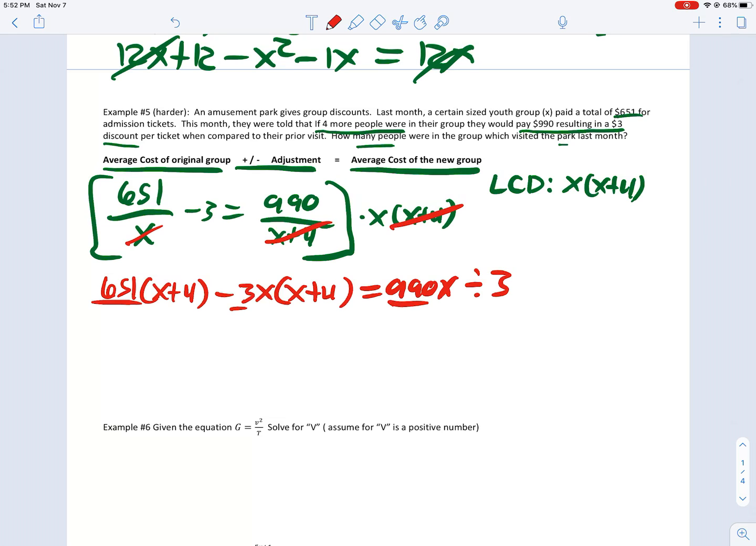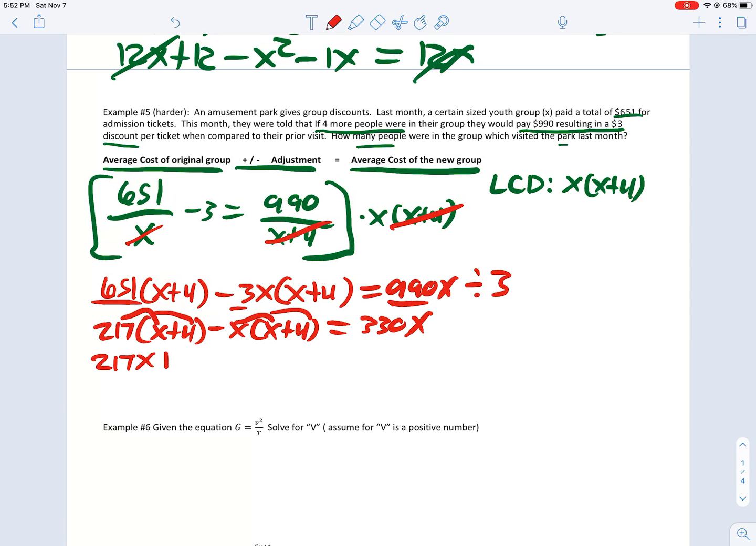All 3 of these numbers. So this becomes 217, minus x times x plus 4, equals 330x. I mean, it helps to get smaller numbers. Distribute. So 217x plus 868 minus x squared minus 4x equals 330x.